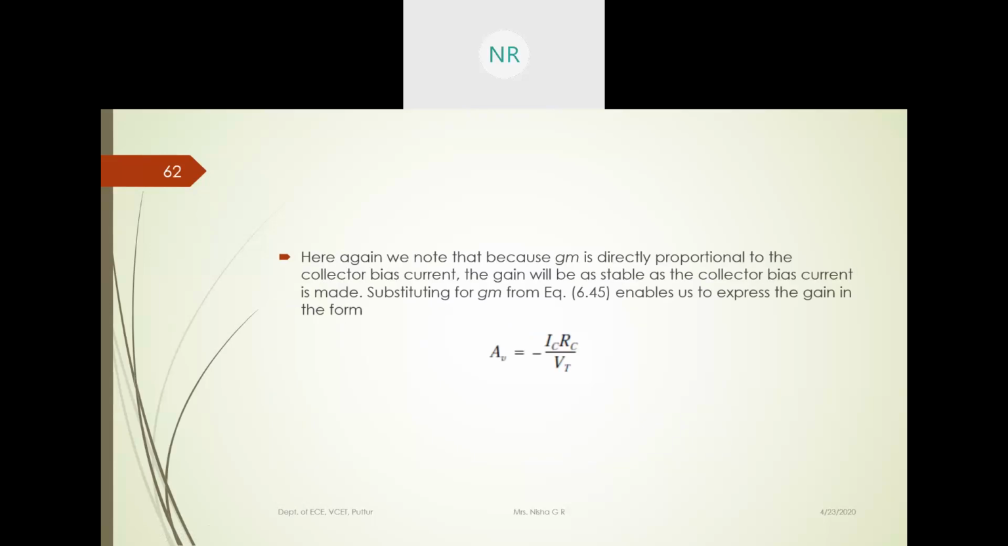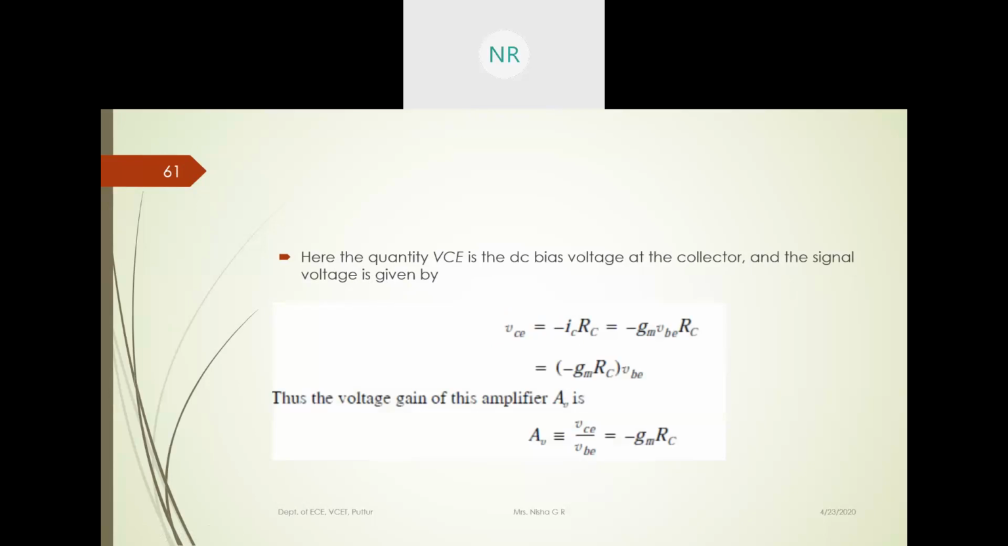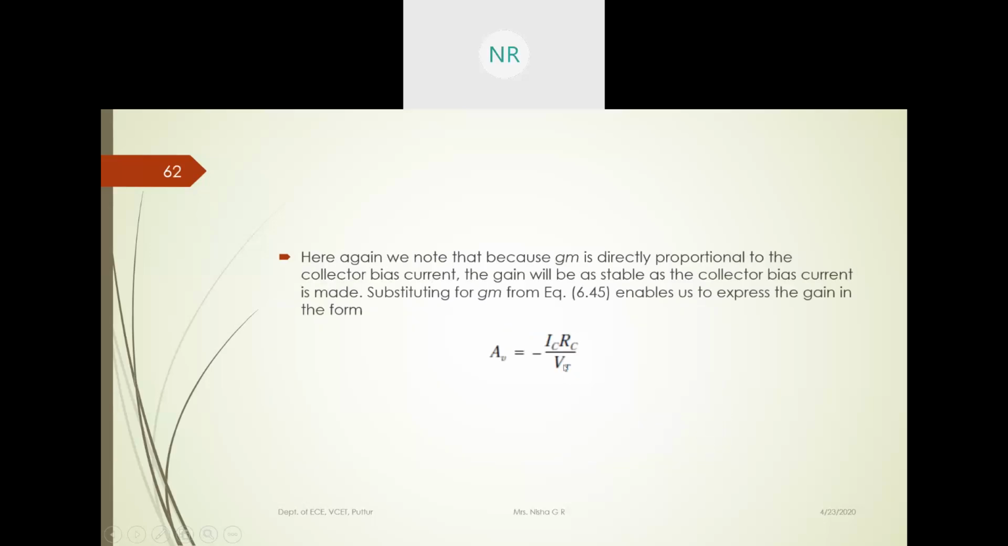Here once again it is written GM. What is GM? It is directly proportional to IC by VT, so the gain is minus IC by VT into RC. Because GM is directly proportional to the collector bias current, the gain will be as stable as the collector bias current is made. Means as IC is stable, your gain will be stable. You will be getting a stable output.